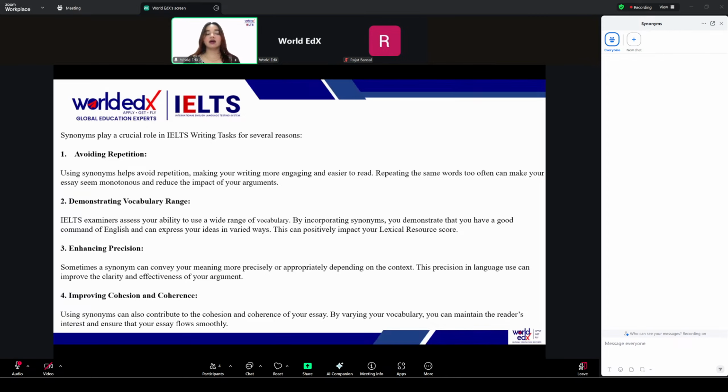The next is, it is but obvious, to demonstrate vocabulary range. The more synonyms you use, the better it is interpreted that you have good vocabulary range. So that is another reason why we need to use synonyms, to show that we have a good vocabulary bank. The next is to enhance precision. When we talk about precision, we say on point. So when you use vocabulary in a way that means the same thing, it becomes on point.